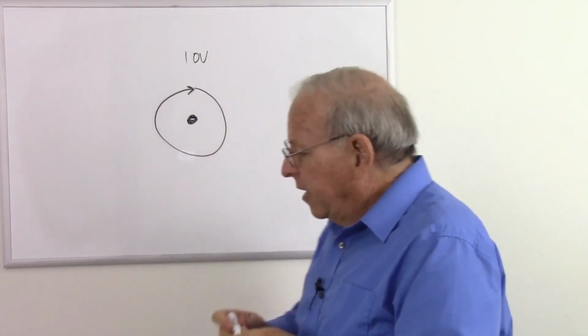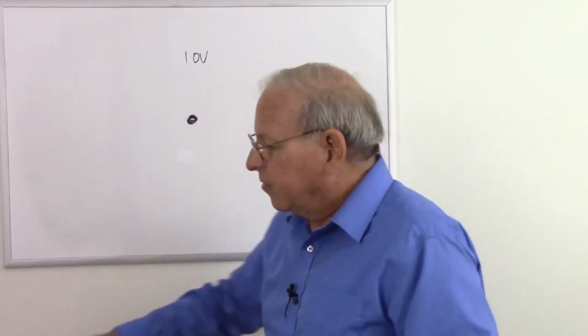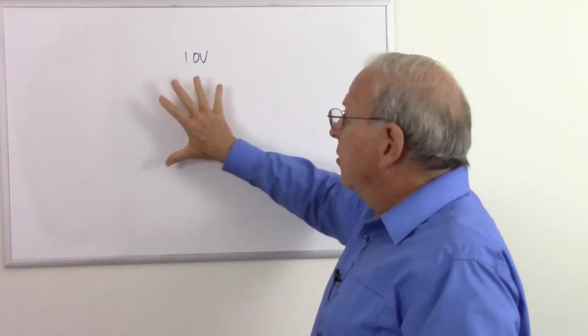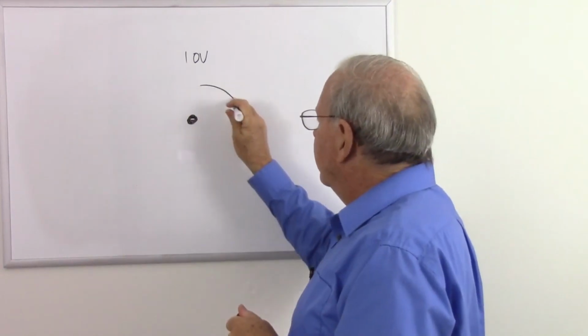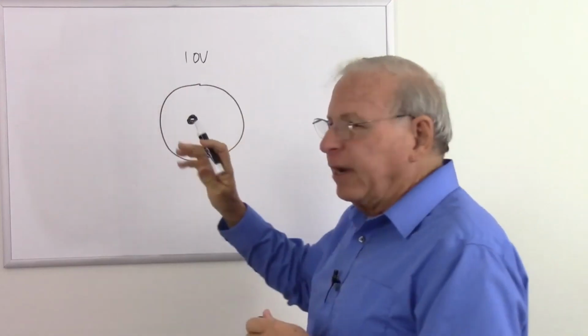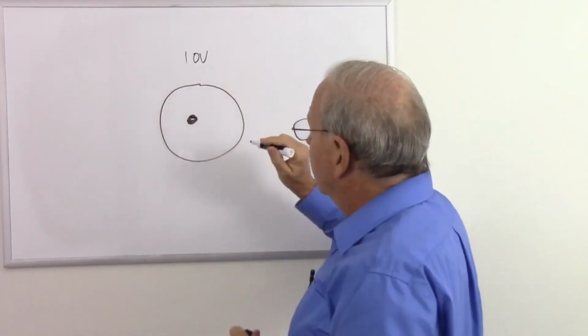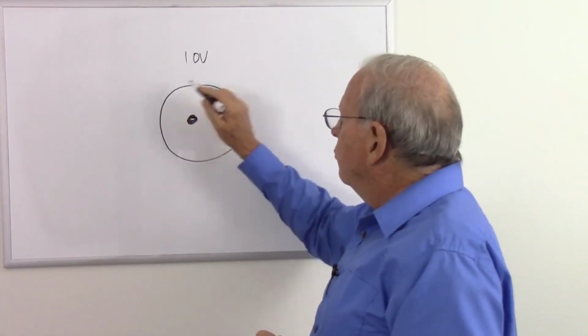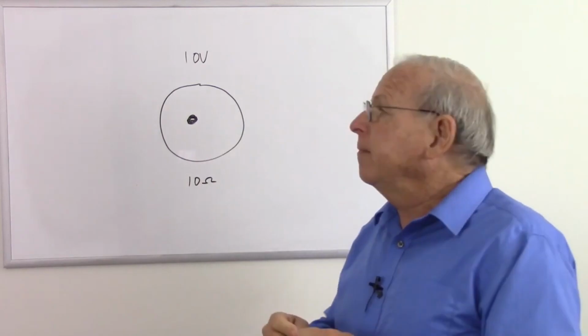So what's going to happen if we put a loop of wire around there? We're going to remove this arrow showing the direction of the electric field and replace it with another circle that represents a simple loop of wire. I'm showing this loop as a circle, but it doesn't have to be a perfect circle. Everything will still work the same, all other things being equal. And let's say this loop of wire has 10 ohms of resistance.